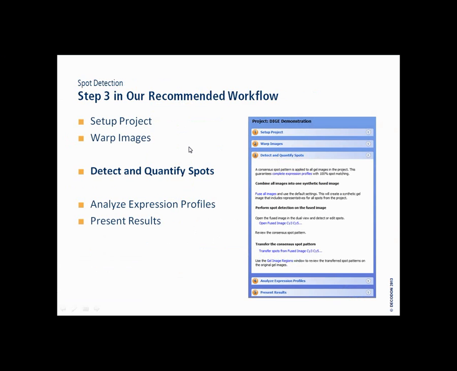Then, based on the image warping, we come to the next step, which is detect and quantify spots. This is also available in the workflow panel. It's the next step. It's really called detect and quantify spots, and it guides you through what should be done next. The first is fuse all images.